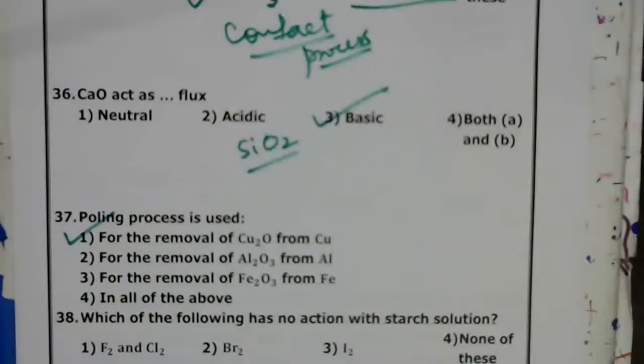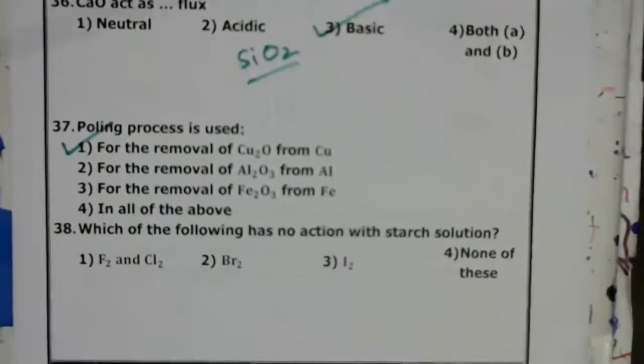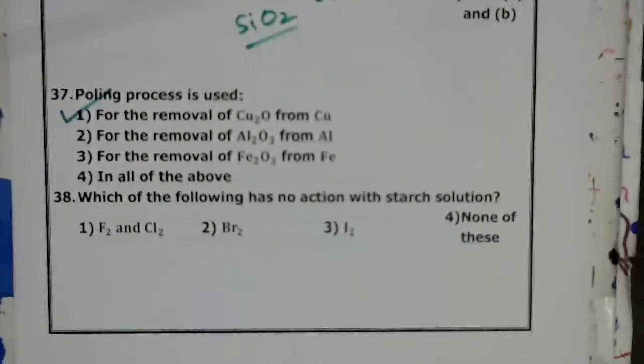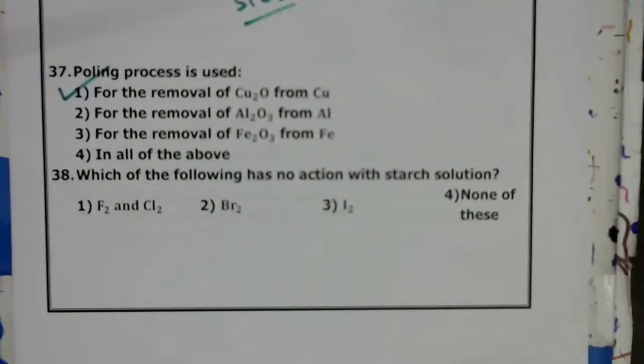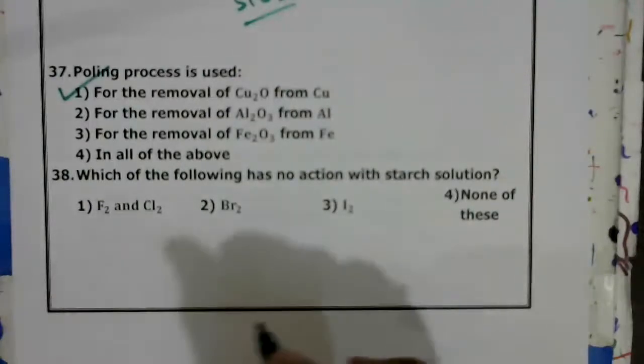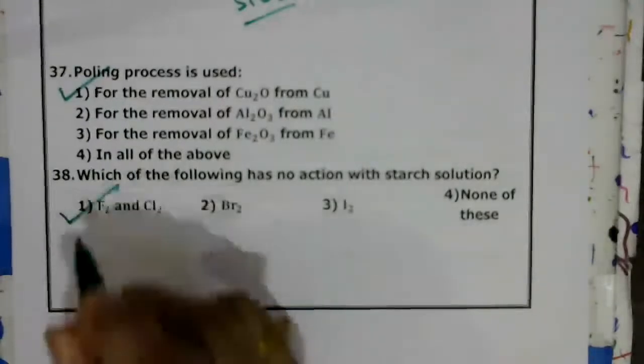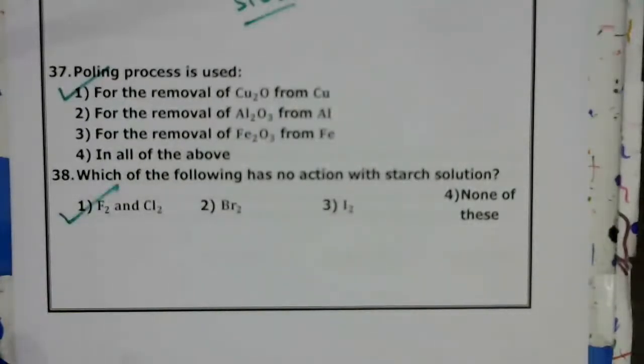In the earlier paper also we have discussed this one. Question number 38: which of the following has no action with the starch solution? Have you remembered that in the titration of halogen, we use starch as an indicator. That's why we can say that for fluorine and chlorine it is not at all possible, whereas bromine and iodine can show. Therefore, the correct answer is the first answer.